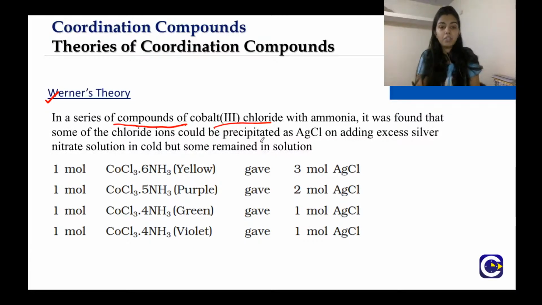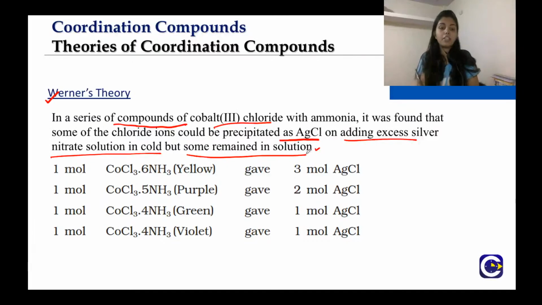It was found that AgCl could be precipitated on adding excess silver nitrate solution in cold, but some chloride remained in the solution. For example, you have the same compound, just changing the composition. Here you are taking 6 ammonia, here 5 ammonia, here 4 ammonia, and here also 4 ammonia, right?